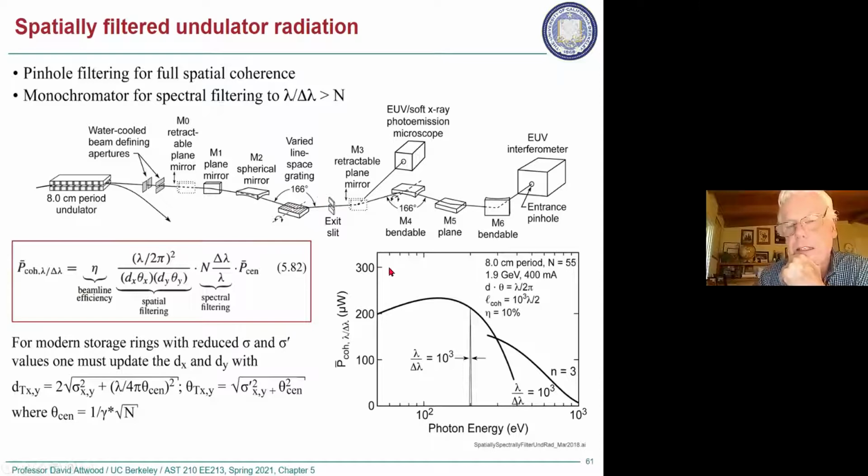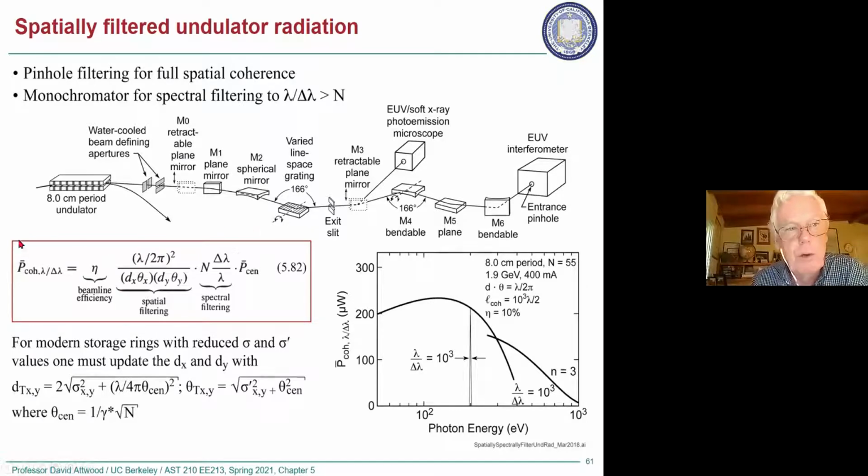In the soft X-ray region, like for the ALS or those, we use a rough number of 10%. For the hard X-rays, this beamline efficiency is actually quite a bit higher. The glancing incidence is about the same, but rather than a grating monochromator, you'll have a crystal monochromator. The crystal monochromator is much more efficient, around 10 kilovolts. So for the hard X-ray machines, it won't be 10%, it'll be like 90%.